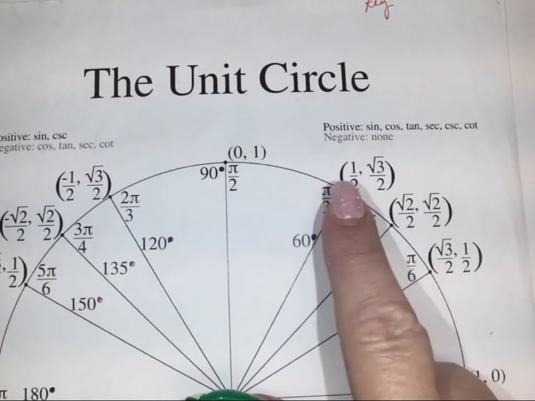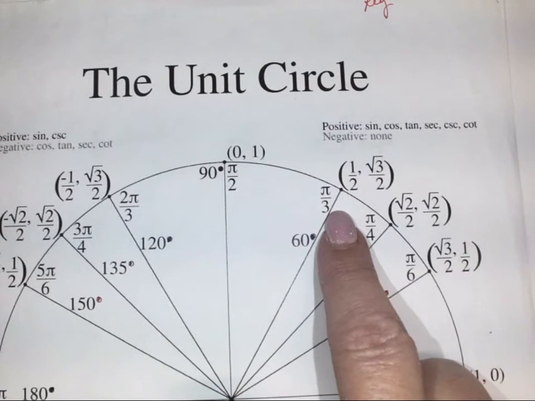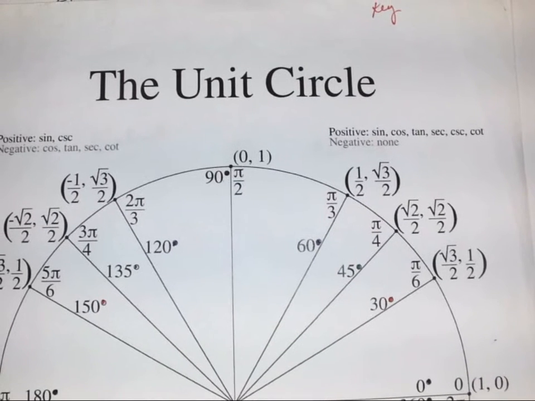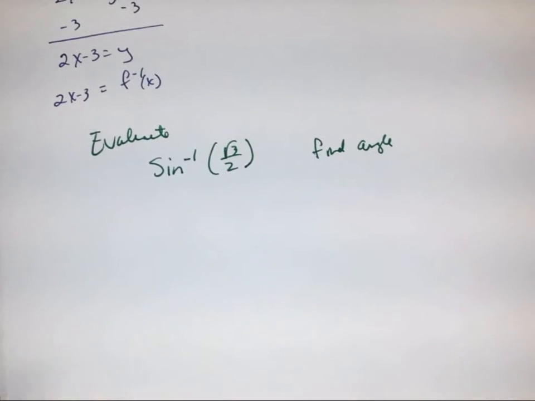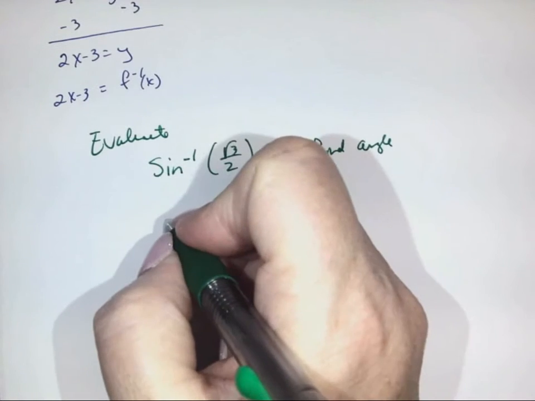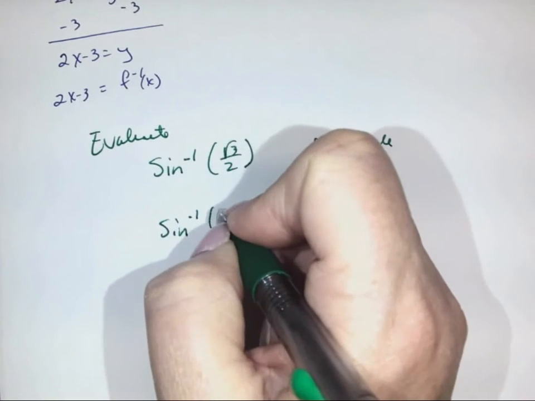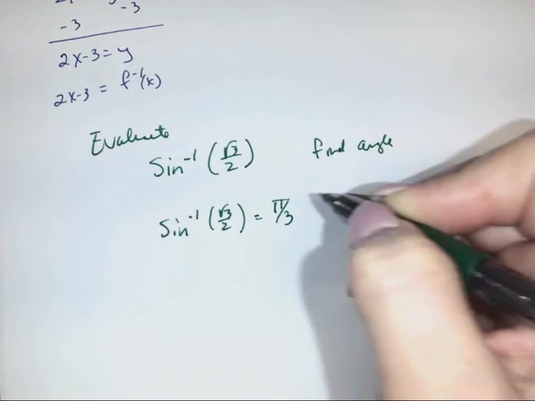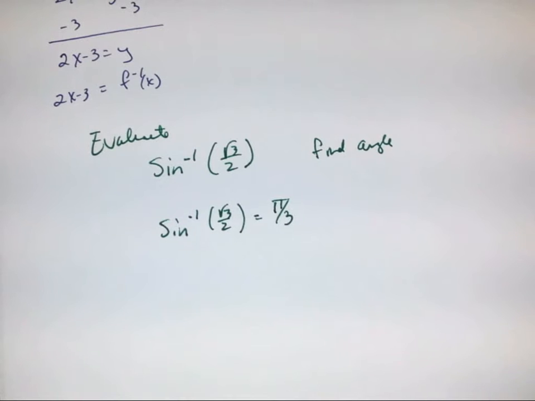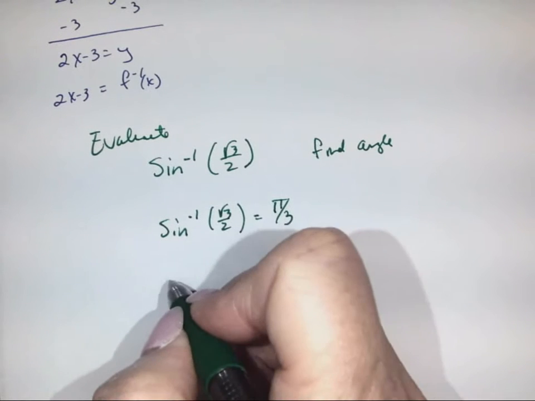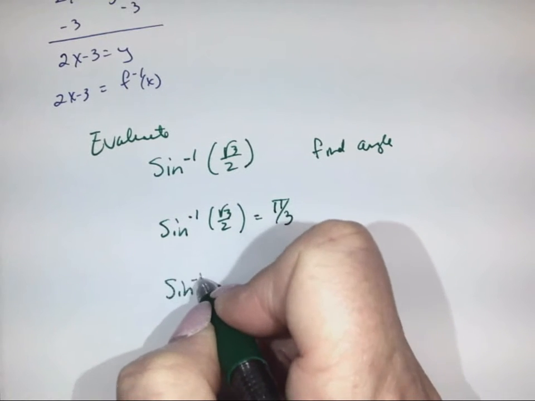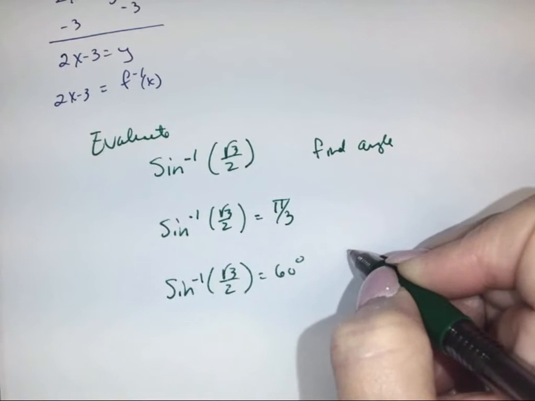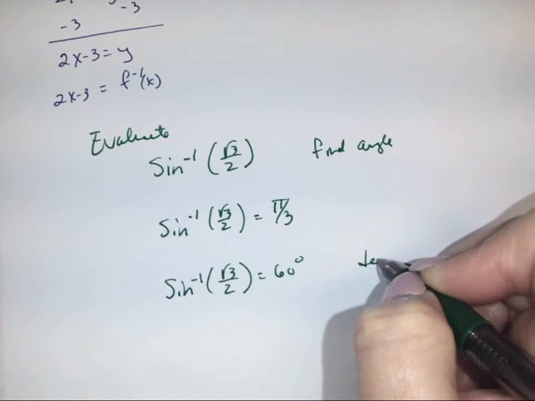So that sine inverse is going to be equal to pi over 3, or 60 degrees, depending on which mode you're in. So if we're looking for the exact value, we can say that the sine inverse of the square root of 3 over 2 would be equal to pi over 3. That's using our unit circle. We could also use our calculator and find that the sine inverse of square root of 3 over 2 is equal to 60 degrees. And this would be in degree mode.